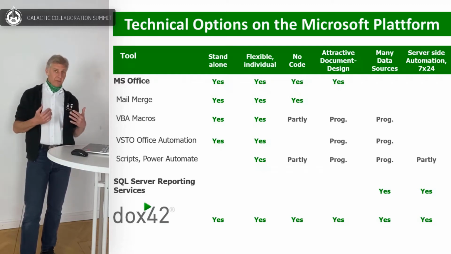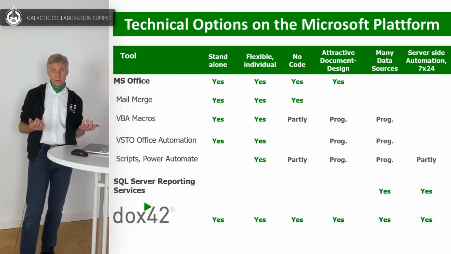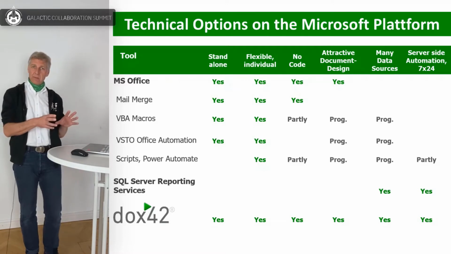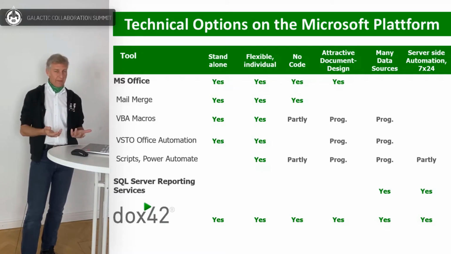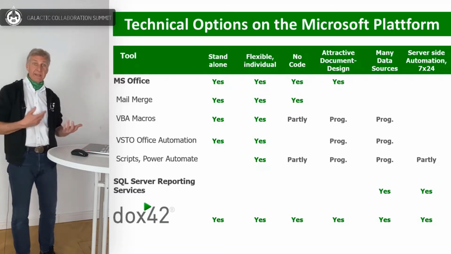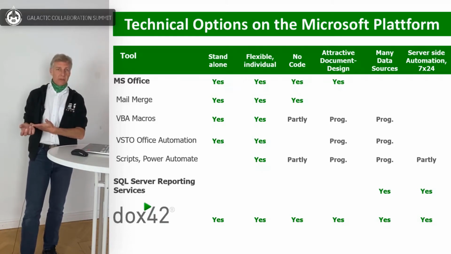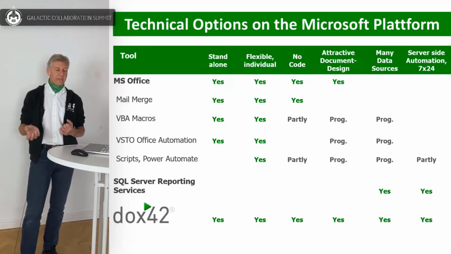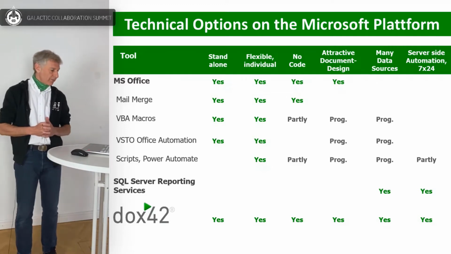Okay? If you want to combine the advantages of the two approaches, you can resort to Docs42, of course, because Docs42 allows for document template design and data connections on the Office platform, Microsoft 365 platform, Word, Excel, PowerPoint, where business users can do that because it's a no-code tool. It is very powerful. You can do a very attractive document template design, and it's very intuitive to use, and you can run the document creation on the server. Okay, so you have full server-side automation. You have as many data sources as you like, and that makes it very, very, very powerful, flexible, and individual.